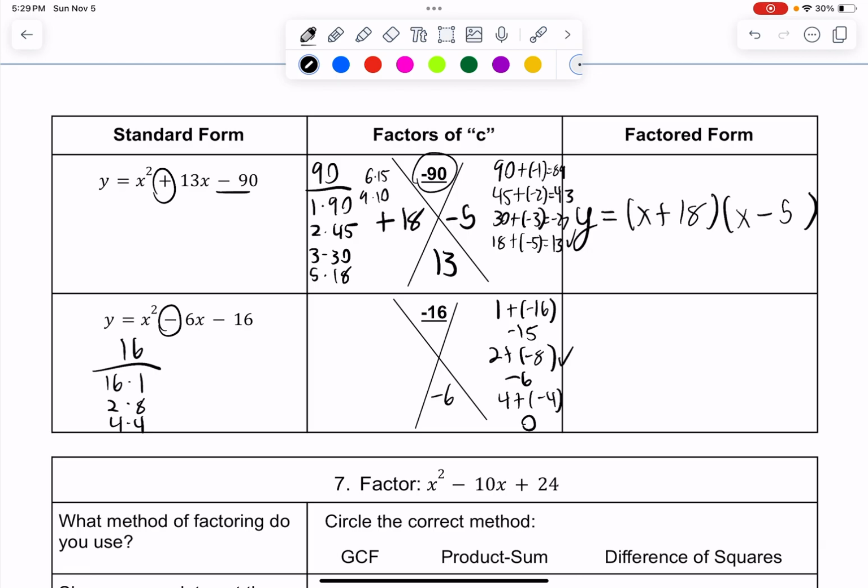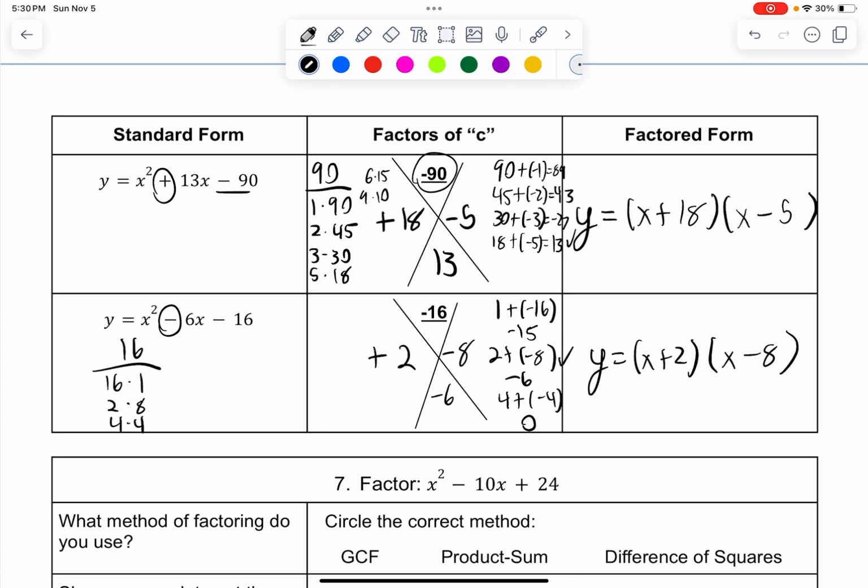So when I look at this, I'm going to use where I have a positive value and a negative value, where my 2 is going to be positive and my 8 is going to be negative. So therefore, I have y is equal to x plus 2 times x minus 8.